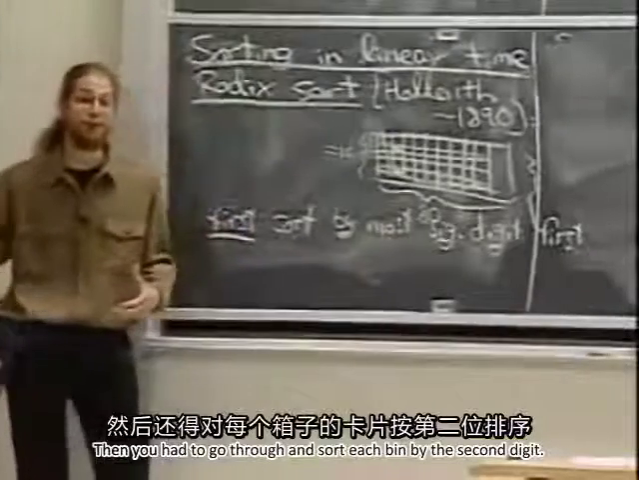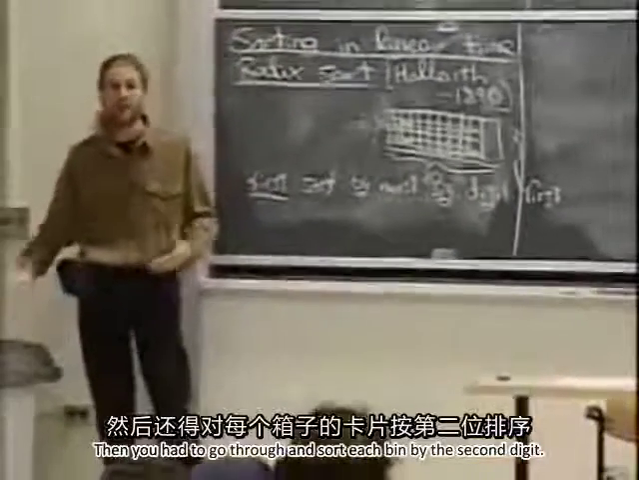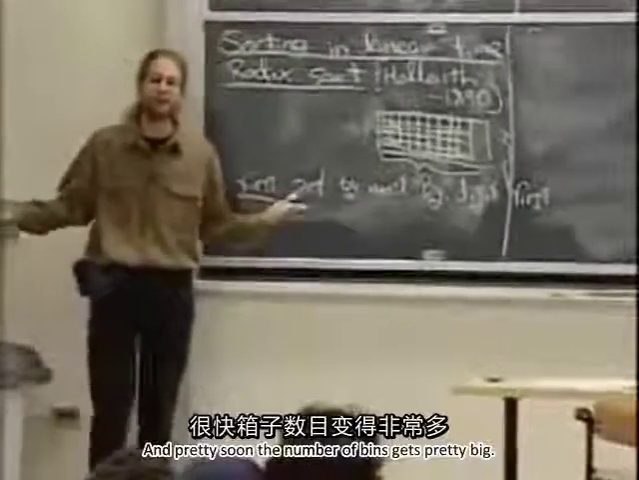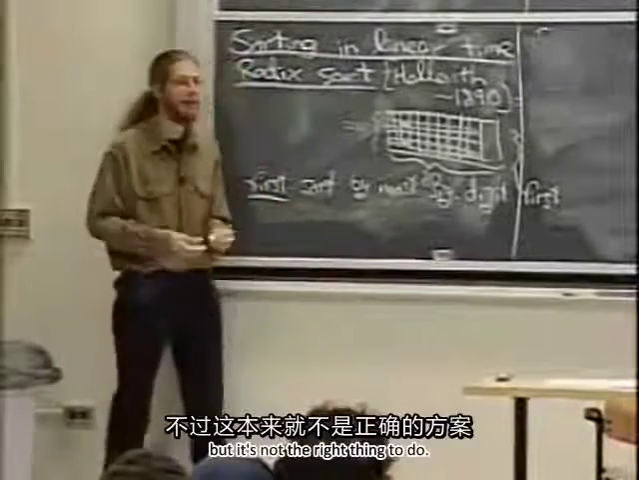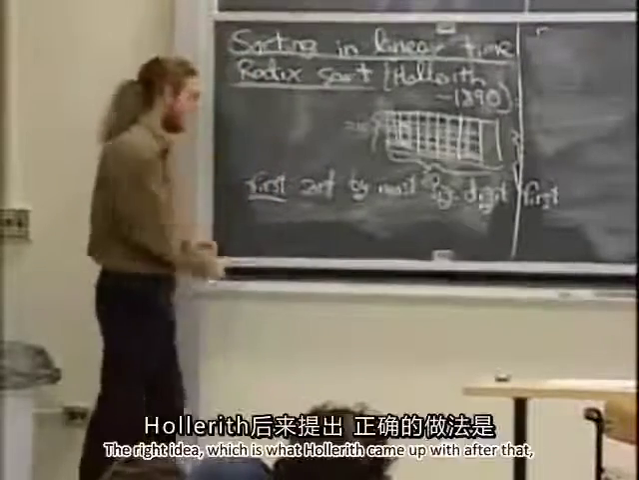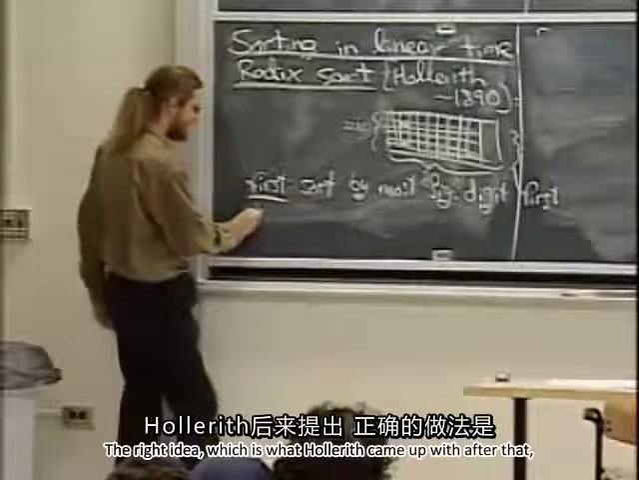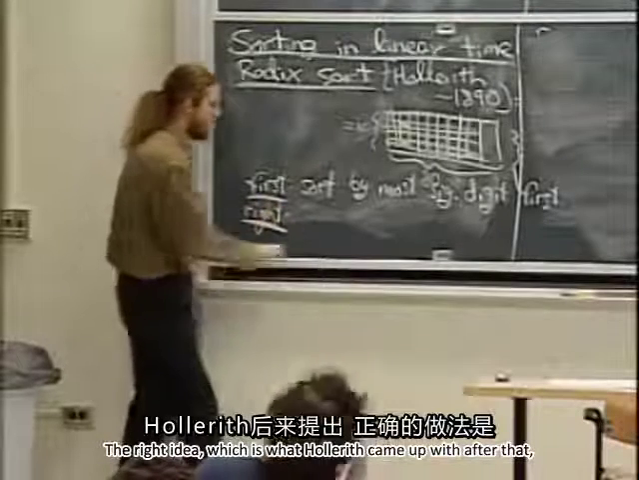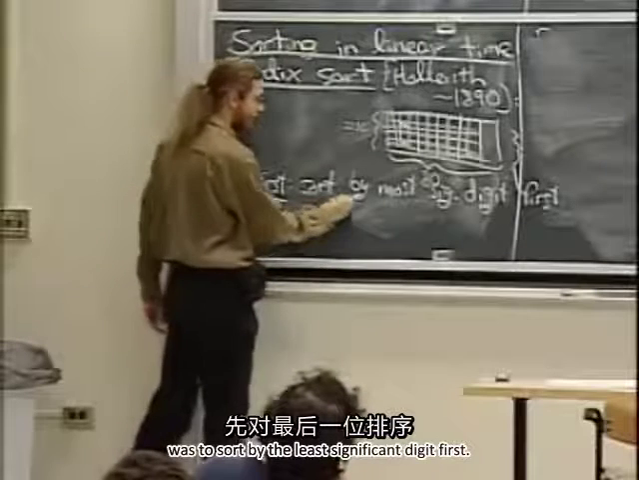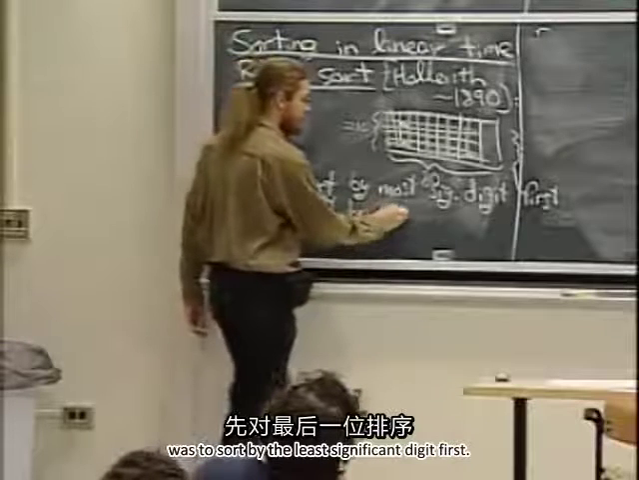Then you have to go through and sort each bin by the second digit. And pretty soon the number of bins gets pretty big. If you don't have too many digits, this is okay, but it's not the right thing to do. The right idea, which is what Hollerith came up with after that, is to sort by the least significant digit first.